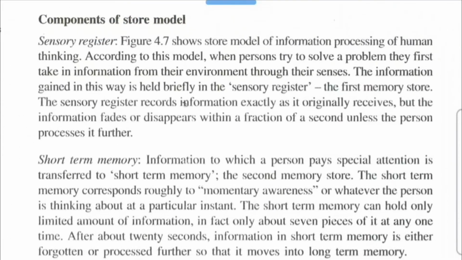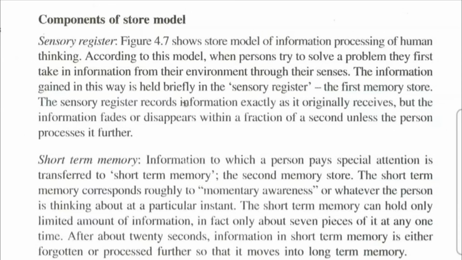1. Sensory register. Figure 4.7 shows the store model of information processing in human thinking. According to this model, when people try to solve a problem, they first take in information from their environment through their senses. This information is held briefly in the sensory register, the first memory store. The sensory register records information exactly as it was originally received, but the information fades or disappears within a fraction of a second unless the person processes it further.